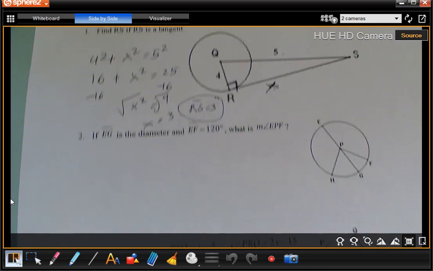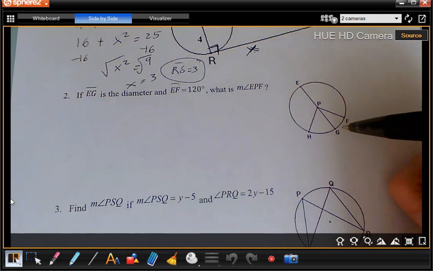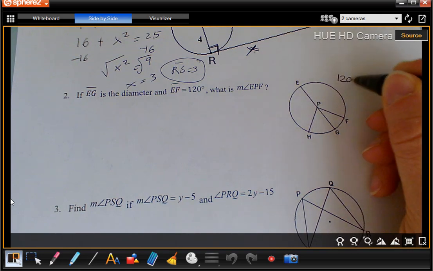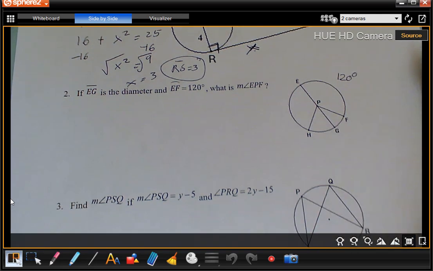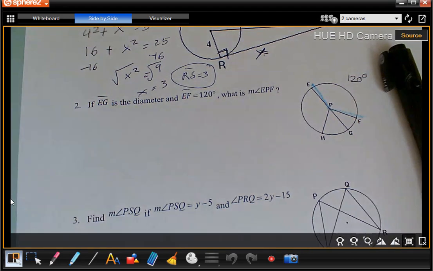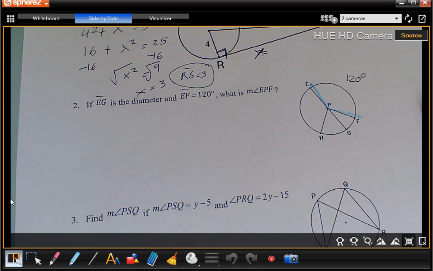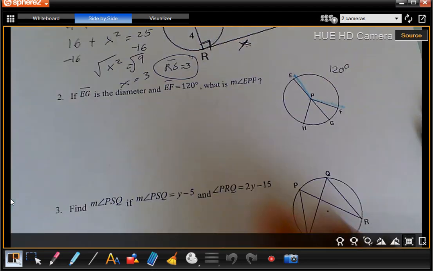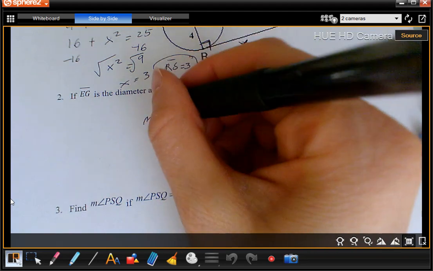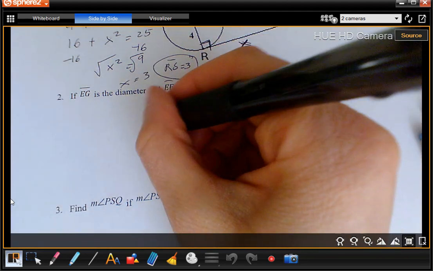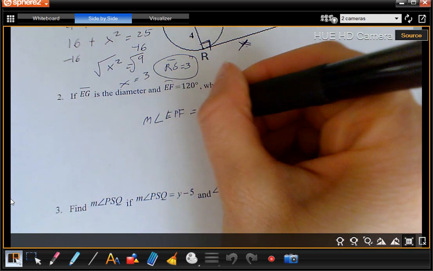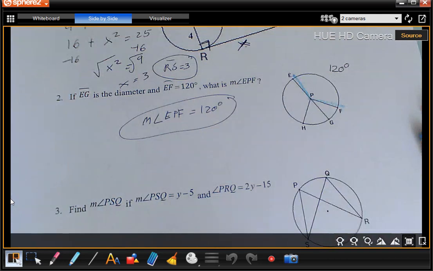Number 2, EG is a diameter. Arc E to F is 120 degrees. And we are trying to find what EPF is. Oh, look, P is my center. So EPF is a central angle, and central angles and arcs are equal. So the measure of angle EPF is equal to 120 degrees. Done.